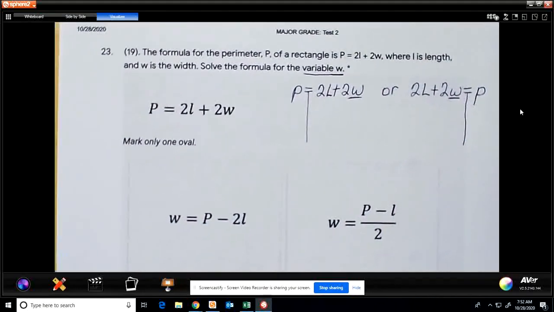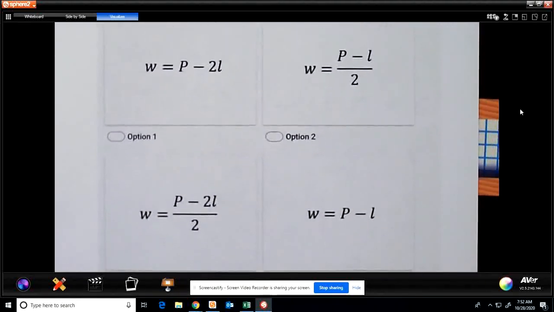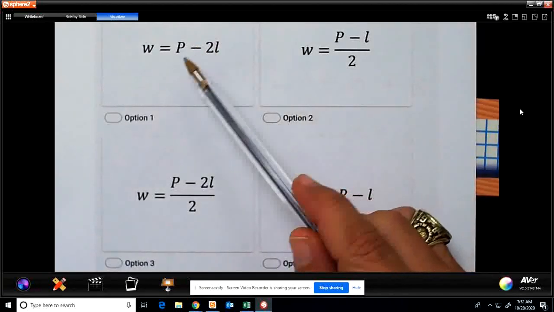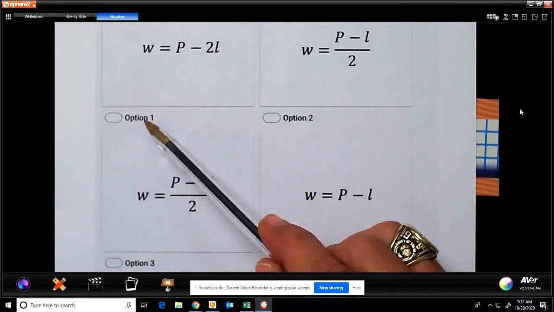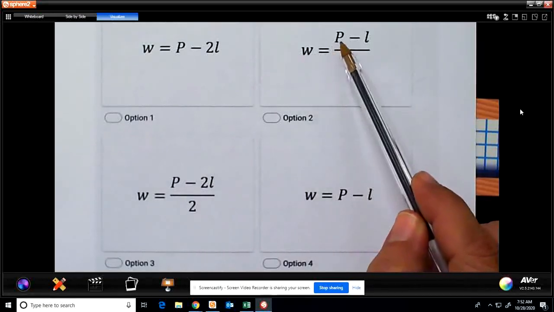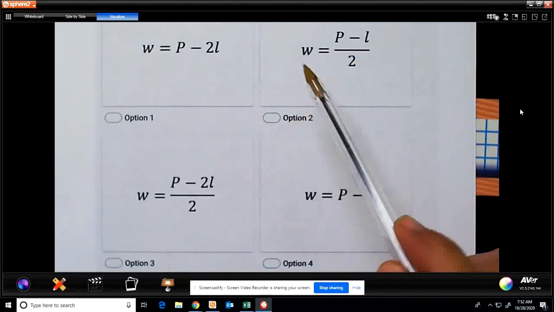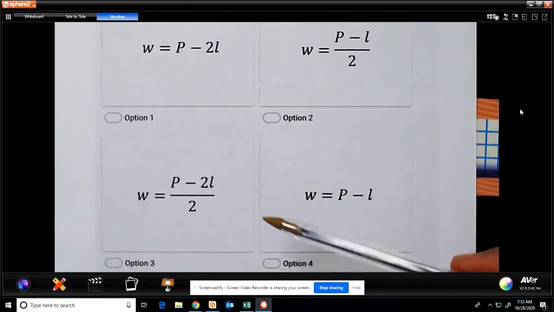All right, mark only one oval. Your answer choices are W equals P minus 2L for option one. W equals P minus L divided by 2 for option two. P minus 2L divided by 2 for option three. And option four is W equals P minus L.